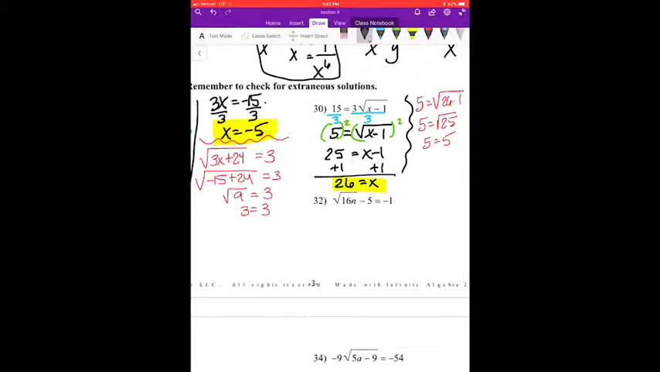And there's 2 more on the back side too, 33 and 34. Do you have questions about either of those? 33, what do we do first? Subtract 8. And 34, what would we do first? Divide by negative 9, right. Coolio? All right, 35 through 40, you're solving equations. This time they're not radicals, they're rational exponents. All right, no big deal. We pretty much do them very similarly. So let's look at 35.